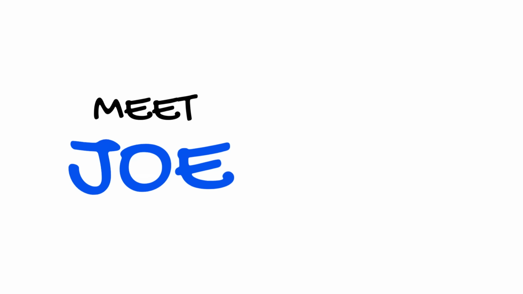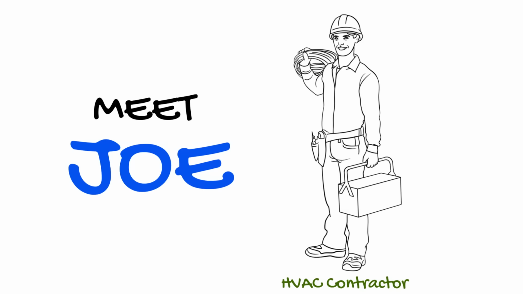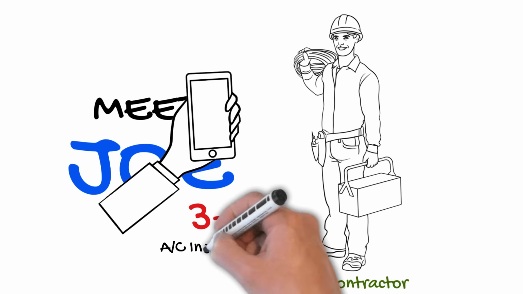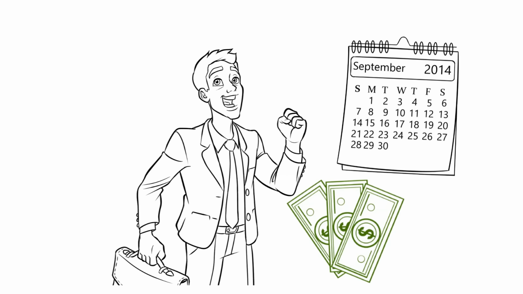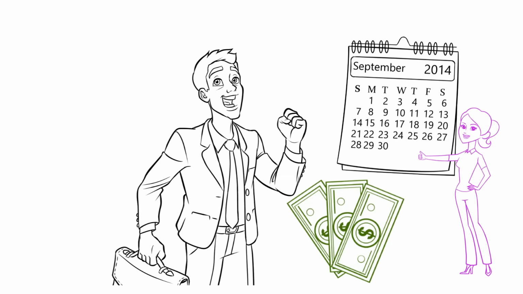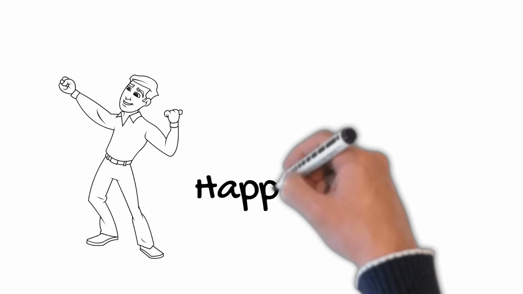Meet Joe. Joe was an independent HVAC contractor that was running 3 to 5 house calls per week. When he started, he was so proud of driving his own income and managing his own schedule. Customers were happy, money was flowing, and Joe was a happy camper.